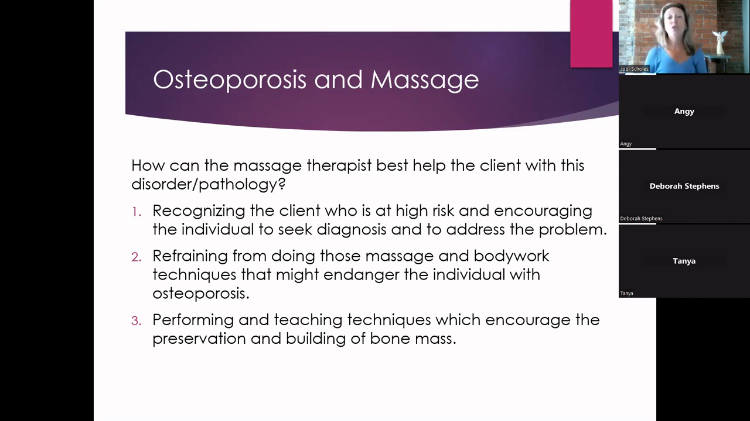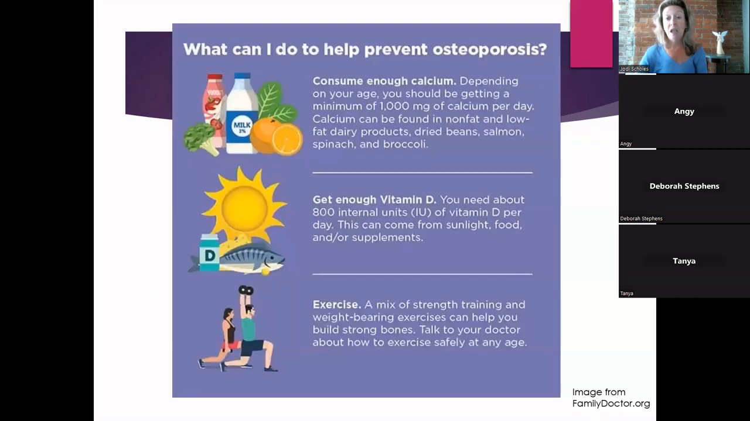So when we have someone with osteoporosis, we're not going to be doing deep work around the spine. We know those bones are fragile, and we want to use relaxation techniques versus deep tissue techniques. And also we can talk to the client about doing things that will encourage the preservation or the building of bone mass. And so what is that? Consume enough calcium, get enough vitamin D. There are supplements for vitamin D as well. And exercise.